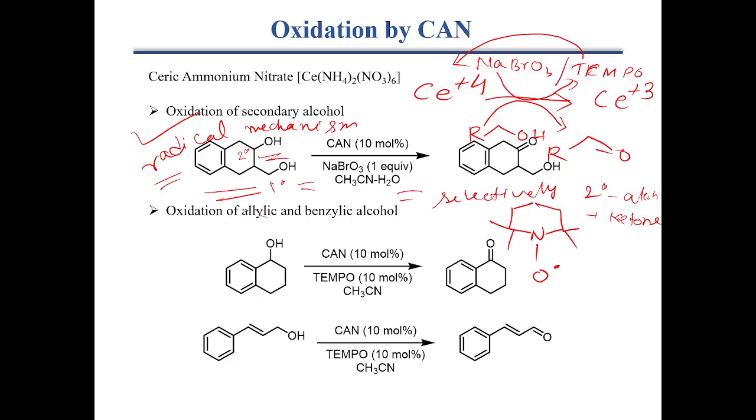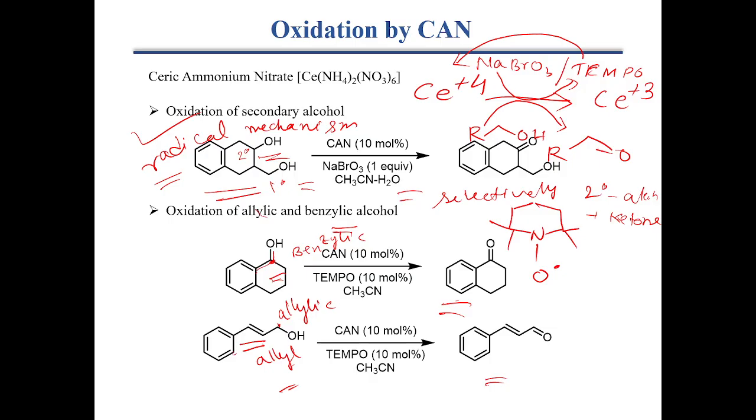Some other application is oxidation of allylic and benzylic alcohol. So this is the benzylic position where the alcohol is connected to the benzyl ring, and this is the allyl position. So this group is allyl, and this alcohol is connected to the allylic position. So CAN can selectively oxidize benzylic and allylic alcohol to ketone or aldehyde. So this is the second use.